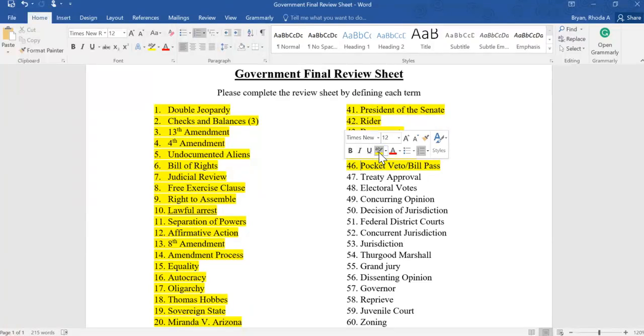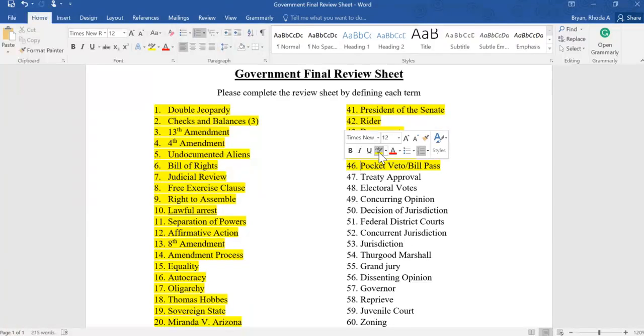Number 46. This is a complicated question. So there's something called a pocket veto. If the president does not sign a bill and Congress leaves session, so it's not in session anymore, it's considered a pocket veto. He doesn't veto it, he doesn't sign it, Congress isn't in session, it does not become law. But if the president does not sign a bill within 10 days of the time they send it to him and Congress is still in session, the bill passes.